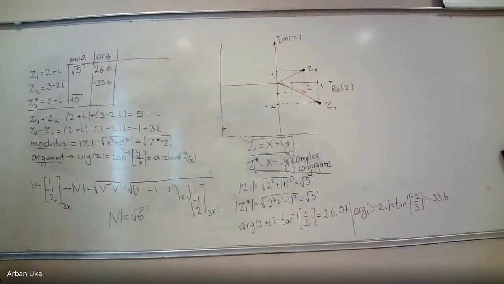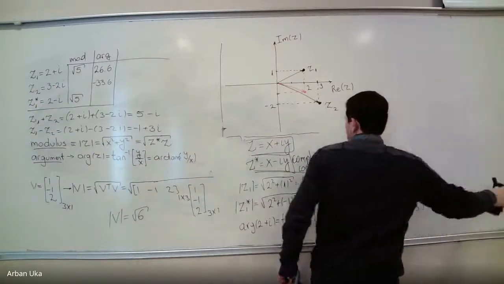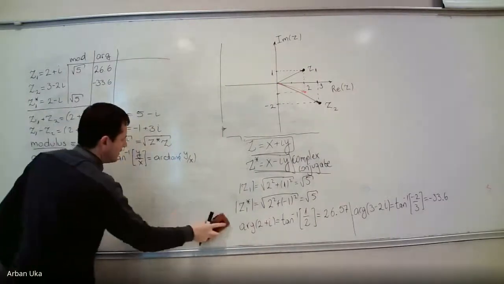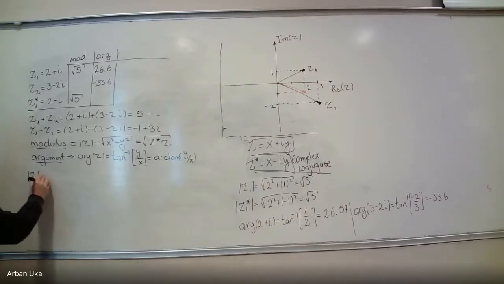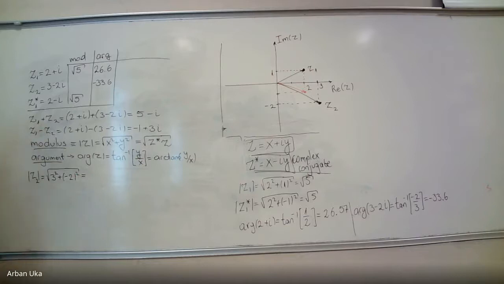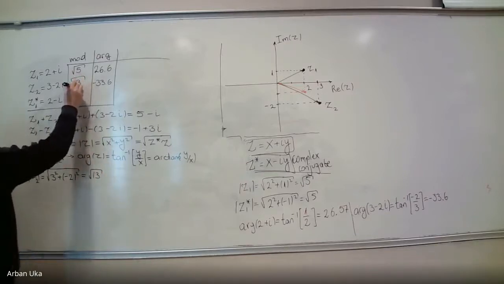Now we need to know also what is the modulus of Z2. How can we find the modulus of Z2? It should be easy because it should be 3 squared plus 2 squared, all square root, right? But at the same time, we can also have a look at the second definition. So let's say the modulus of Z2 is equal to the square root of 3 squared plus minus 2 all squared. Okay? So this is simply 3 squared plus 2 squared. So we get 9 plus 4, we get square root of 13.